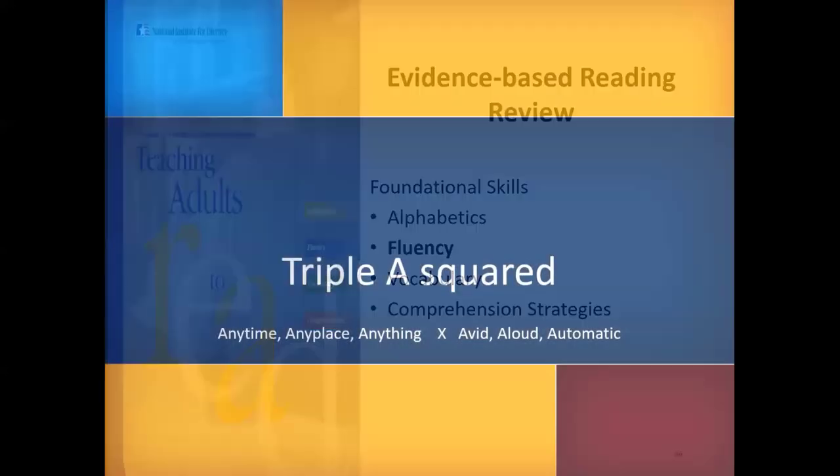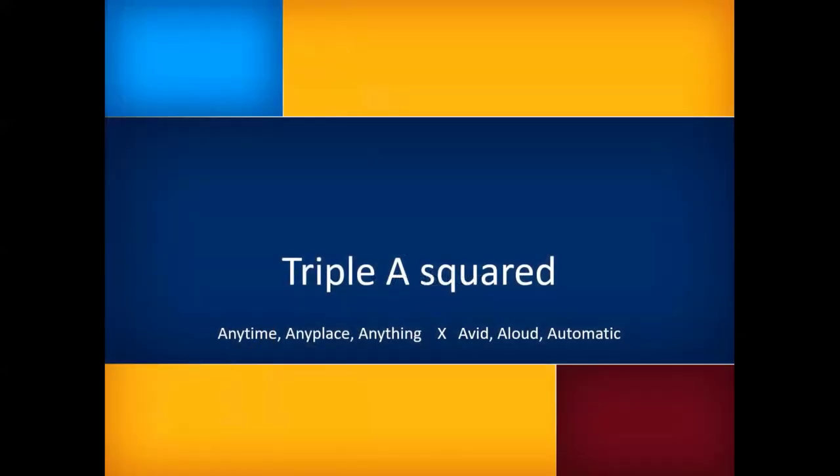So now I'm going to push on this issue of fluency, and I'm going to give you a heuristic here, a mnemonic. It's not a model. It's just me trying to help you think about these things and organize the next section. So AAA squared is not something you're going to find on the internet. It's just a way of explaining things.